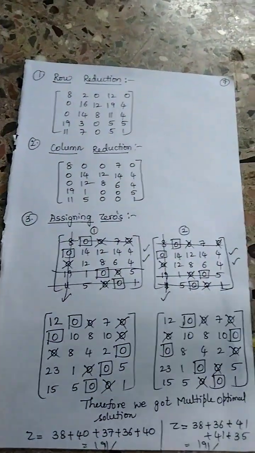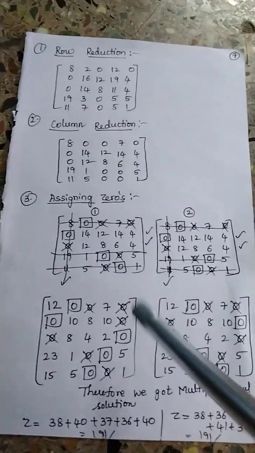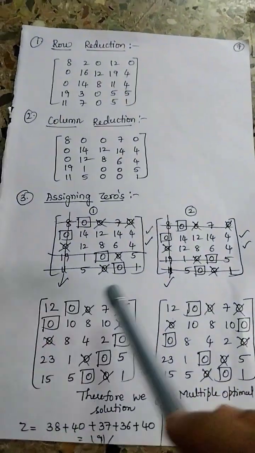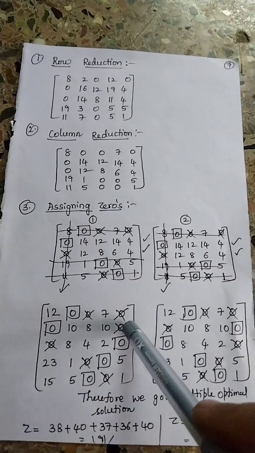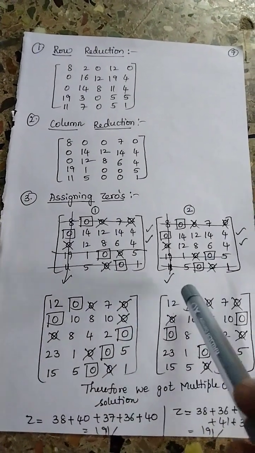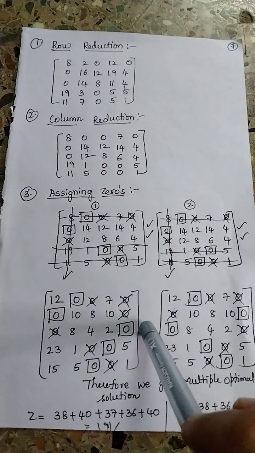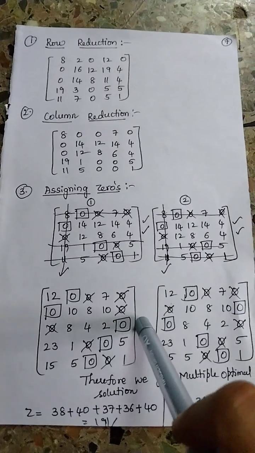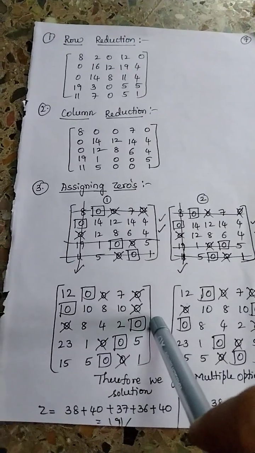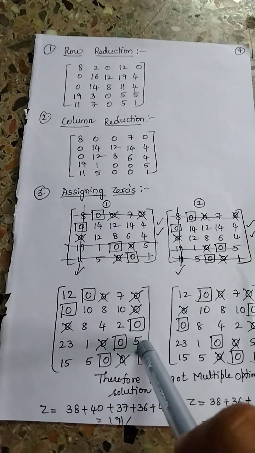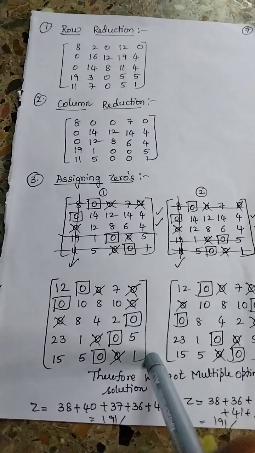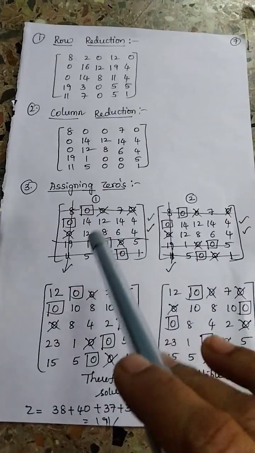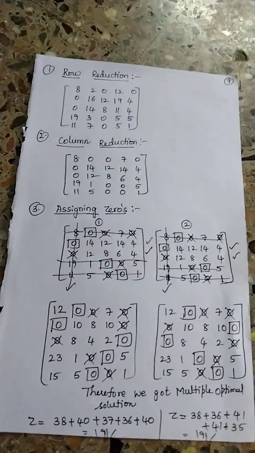How you are going to give assigning zeros? See, in the first row there are 3 zeros, leave that row. In the second row there are 3 zeros, leave that row. In the third row there are 2 zeros, leave that row. In the fourth row there are 2 zeros, leave that row. In the fifth row there are 2 zeros, leave that row. Now we are moving on to the column examination.